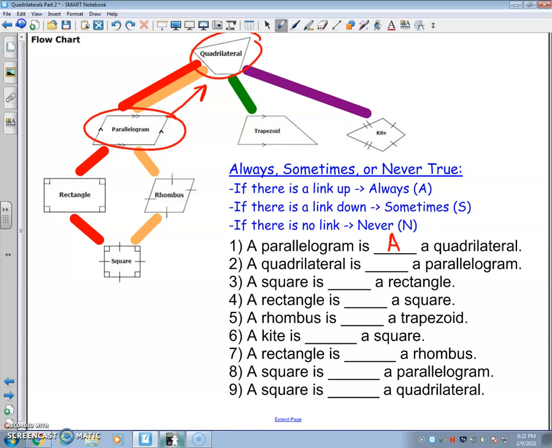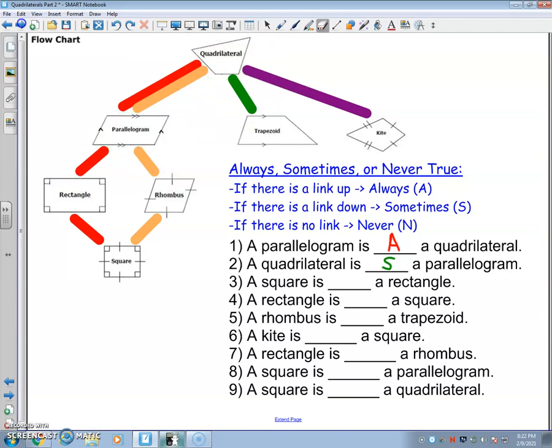But now let's reverse that. Number 2, a quadrilateral is blank a parallelogram. So now we're going down. We're starting from a quadrilateral. We're going downwards to a parallelogram. So is a quadrilateral always a parallelogram? No. Sometimes the quadrilateral is a trapezoid. Sometimes it's a kite. It's not always a parallelogram. But sometimes it is. So if it goes down, there's a link. If it's color-coded, using the red direction, I'll put a S here, the abbreviation for sometimes.